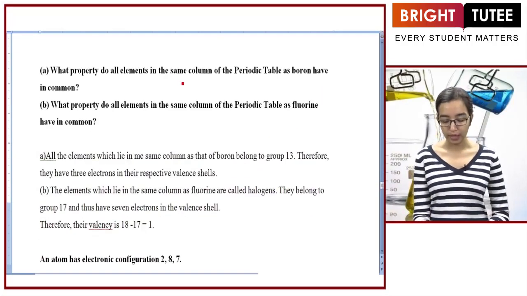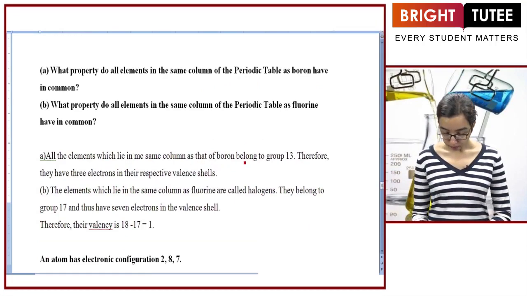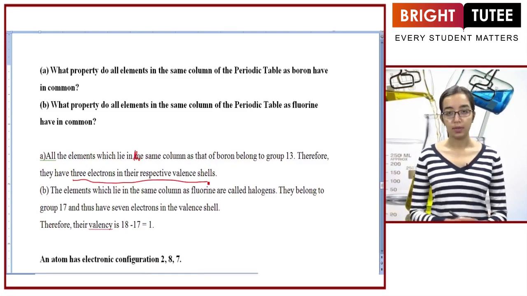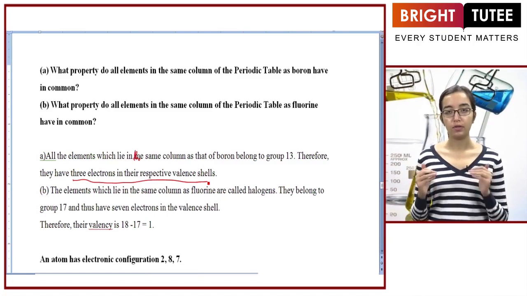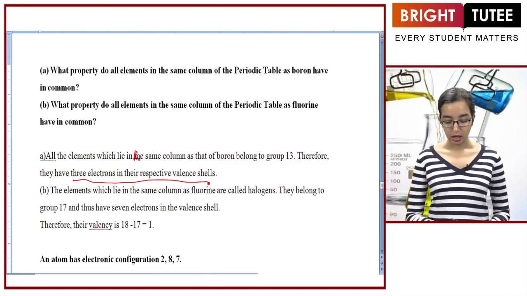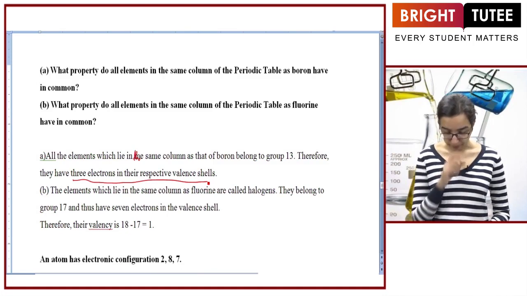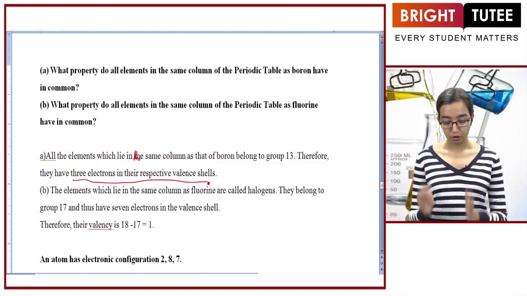What property do all elements in the same column of the periodic table as boron have in common? Now all the elements which lie in the same column as boron belong to group 13. Therefore, they have 3 electrons in their outermost shell, all of them. So they have different number of shells, but they all have 3 electrons in their outermost shell, and that is the property which runs. That is the property which would be true for all columns.